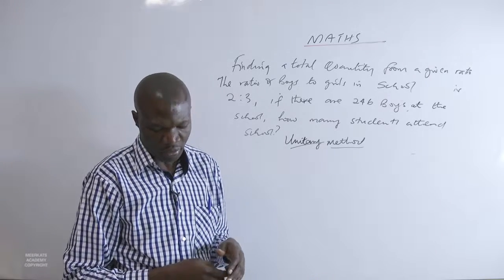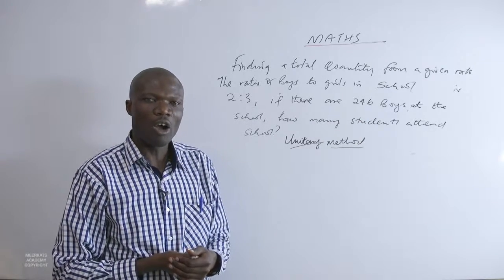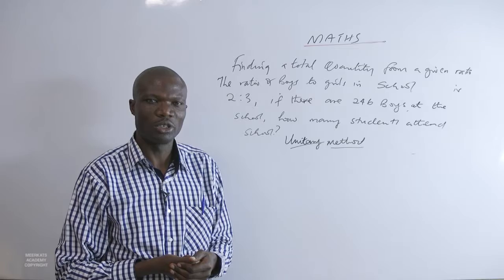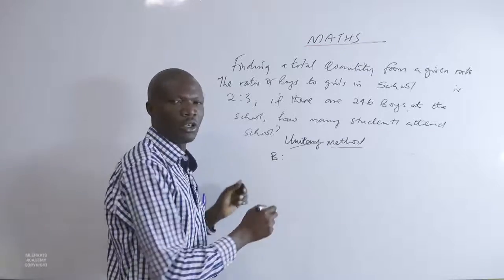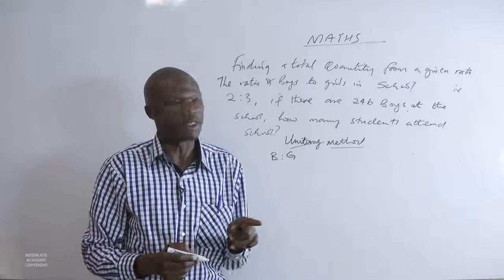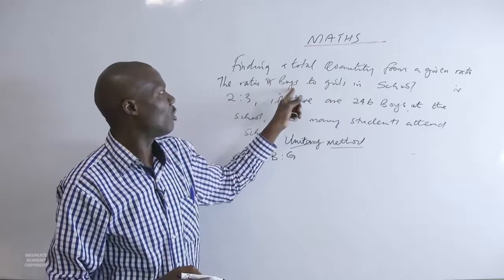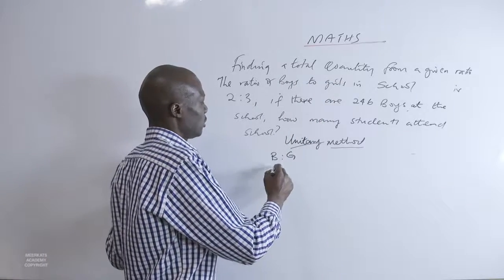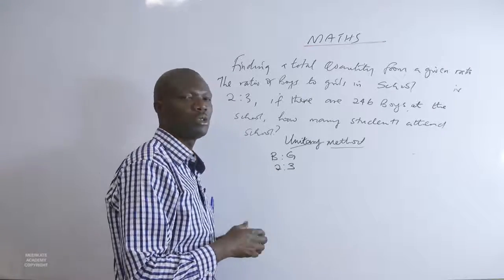Now, how many boys are there? 246. How many girls are there? We don't know. What is the ratio of B for boys and G for girls? So what is the ratio of boys to girls? We've been given that the ratio of boys to girls, it's boys to girls, not girls to boys, is 2 to 3. So I expect girls to be more than boys, because boys is 2, girls is 3.